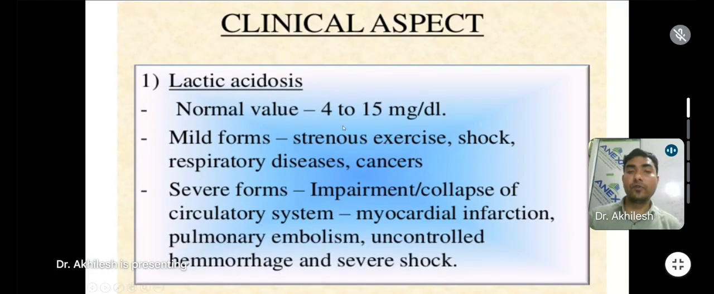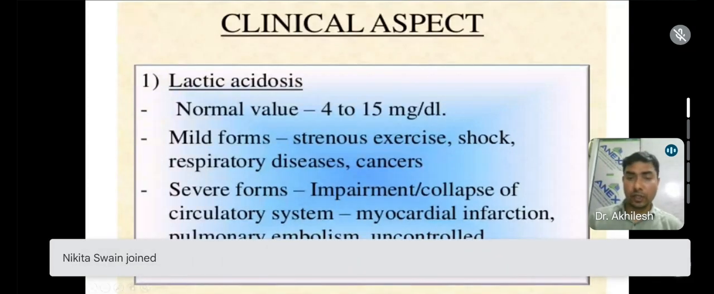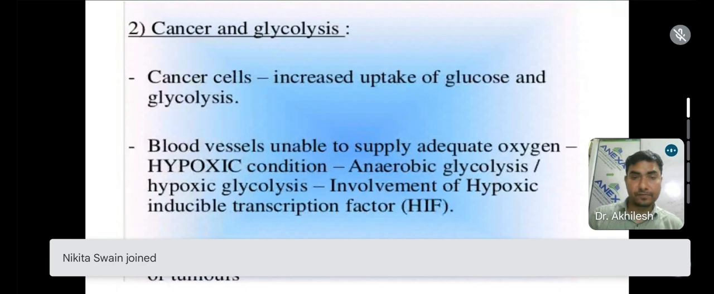Normally we have 4 to 15 mg per dL of lactic acid in the body. However, during strenuous exercise, shock, respiratory diseases, or cancer, the ratios change and there is more lactic acid production, leading to collapse of the circulatory system, myocardial infarction, that is heart attack, pulmonary embolism, uncontrolled hemorrhage, or severe shock, or different pathologies leading to death.